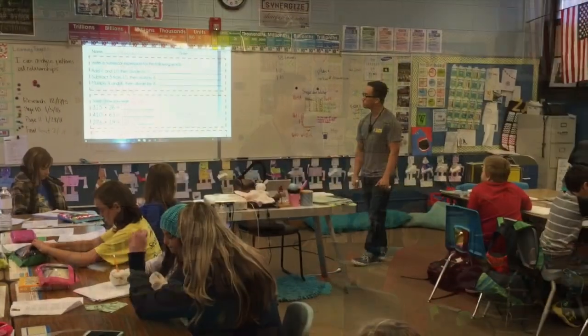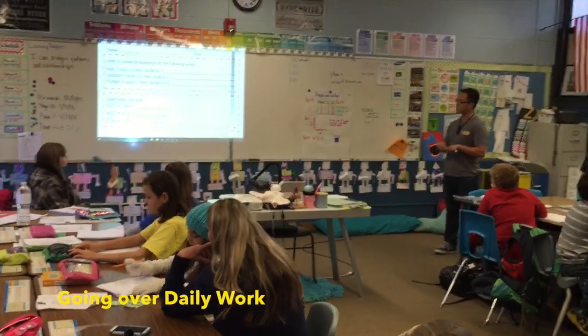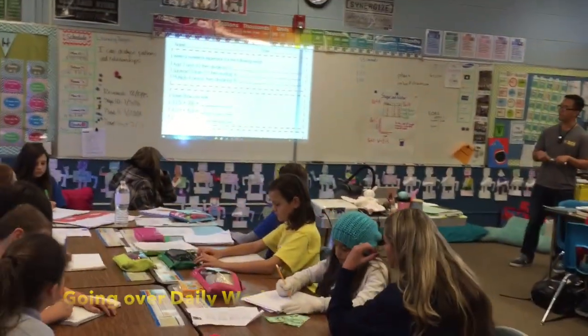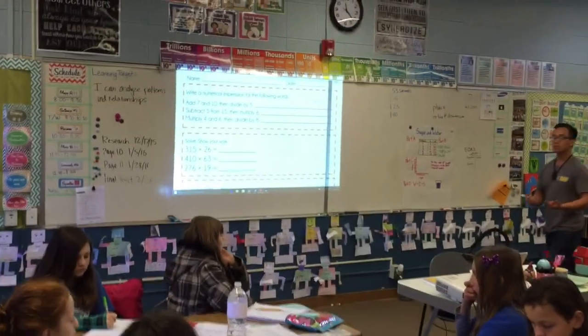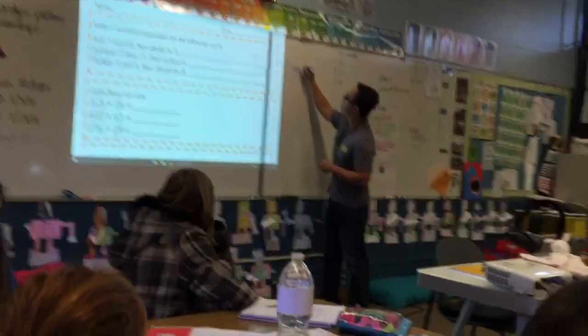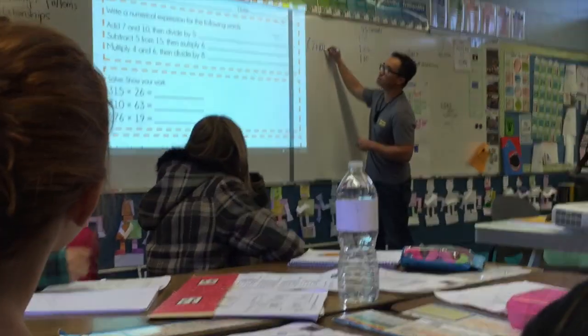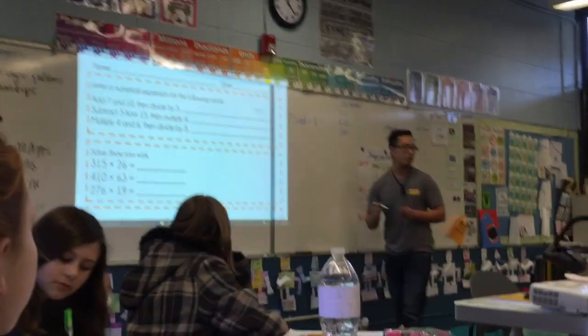And it's very thorough. So if you watch it in detail, then you are going to do just fine on the test, okay? So on the very top part, all you're doing is writing a numerical expression for the following words. Can someone tell me how to do the first one? It says add 7 and 10, so what should I do? Kaylee? Parentheses 7 plus 10 and then end parentheses, and then divide by 5. Like that? Do you guys agree or disagree with that?